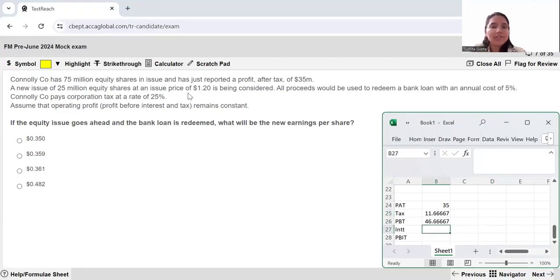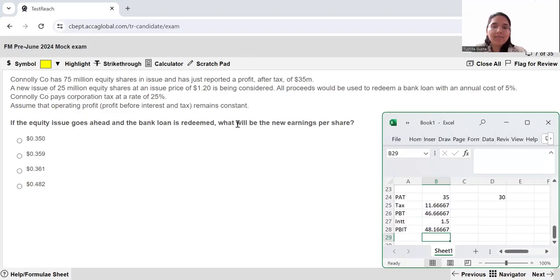Now, if you talk about interest, interest is already given. There was a bank loan which had an annual cost of 5%. So how much would my interest have been? I am issuing 25 million equity shares at an issue price of 1.2. So to find out how much my bank loan is worth, 25 multiplied by 1.2. This is the value of my bank loan, and on this I used to pay 5% interest. So this value multiplied by 5%. My profit before interest and tax would have been this plus this. So with this I have arrived at my PBIT.